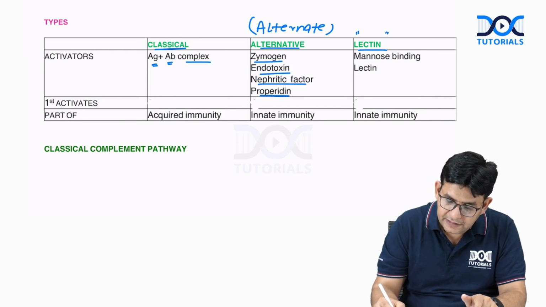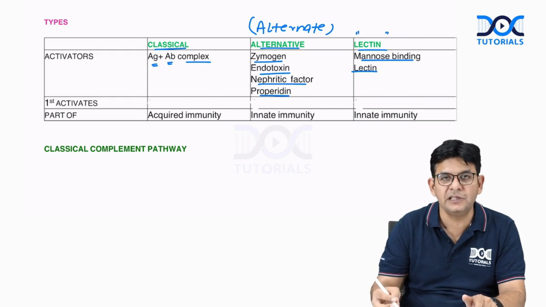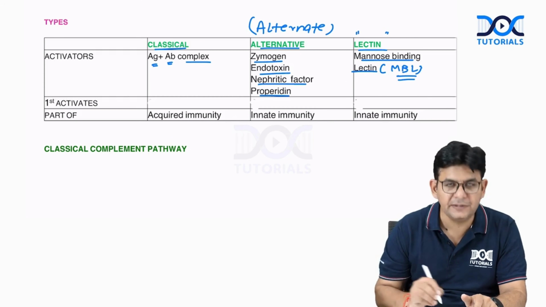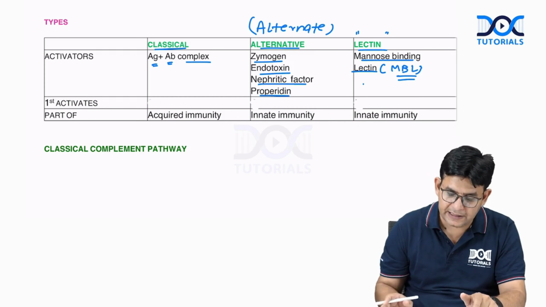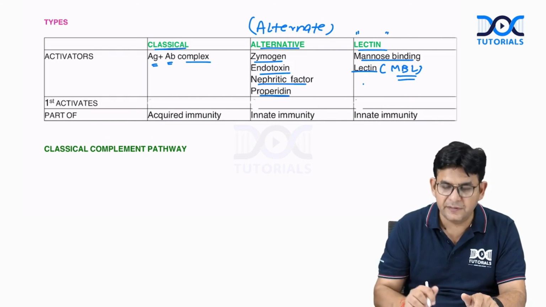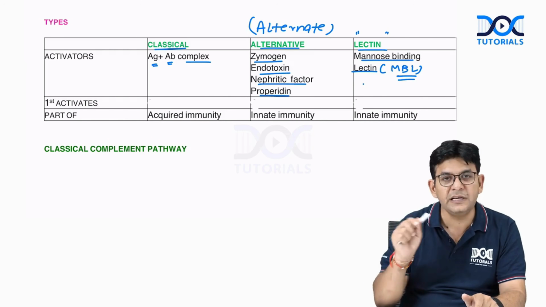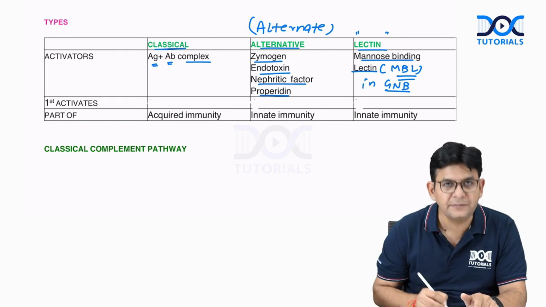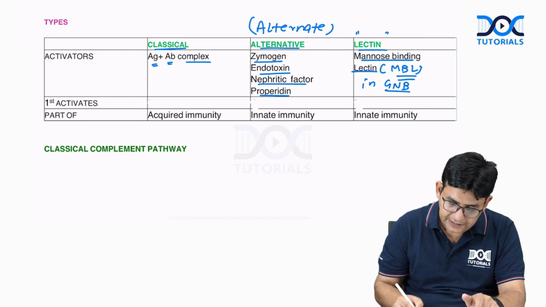Whereas in the lectin pathway, in the cell wall, they have a structure termed as what? MBL, mannose binding lectin. That is there as the activator in the lectin pathway. And mostly it is present in whom? It is present in gram-negative bacilli.